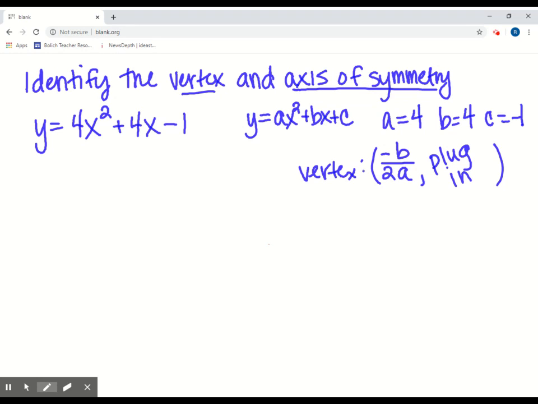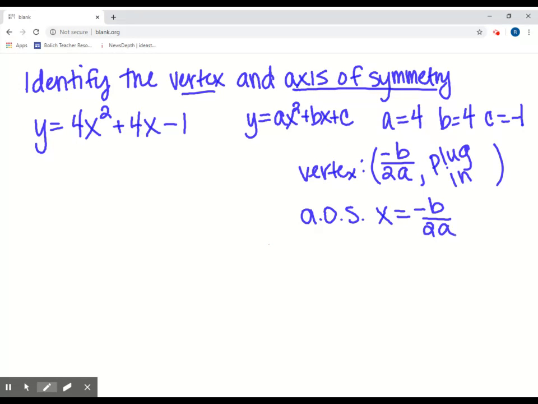The axis of symmetry is a vertical line that goes through the graph and cuts it in half, and that has to go through the vertex. So the equation of the axis of symmetry is always x equals whatever the x-coordinate is in our vertex. So x equals negative b over 2a. So now let's find this information.